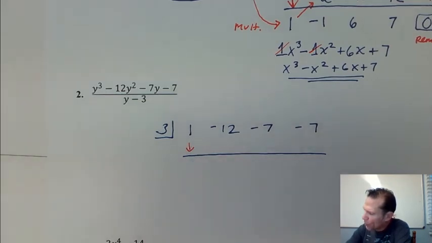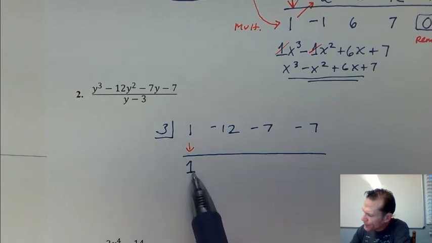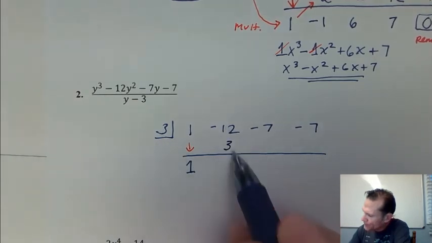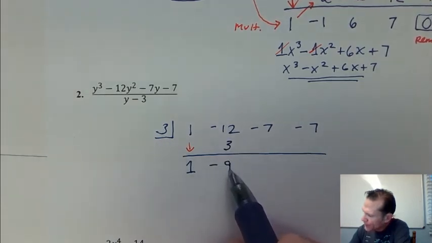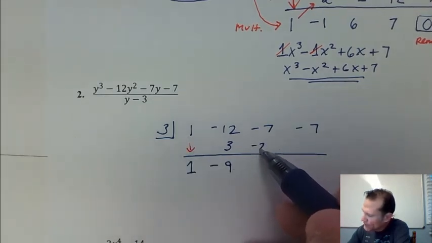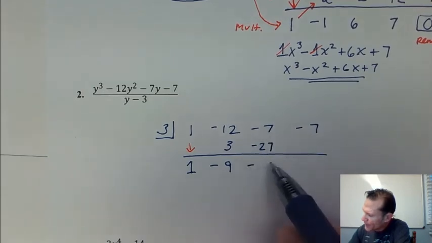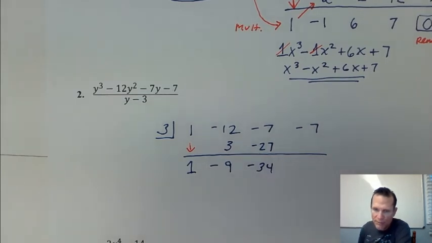So I have 1. Then 3 times 1 is 3. Add that together is -9. 3 times -9, -27. That's getting to be a larger number in absolute value.